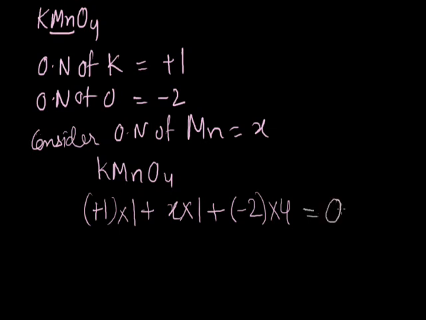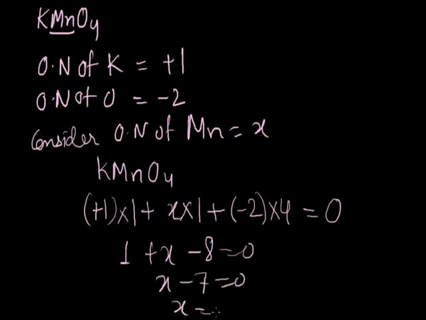And we equate it to 0 because the sum of the oxidation numbers of all elements present in a molecule is always equal to 0. It will be 1 plus x minus 8 is equal to 0, x minus 7 is equal to 0, and x equal to +7. So we can say that in KMnO4, that is potassium permanganate, the oxidation state of manganese is equal to +7.